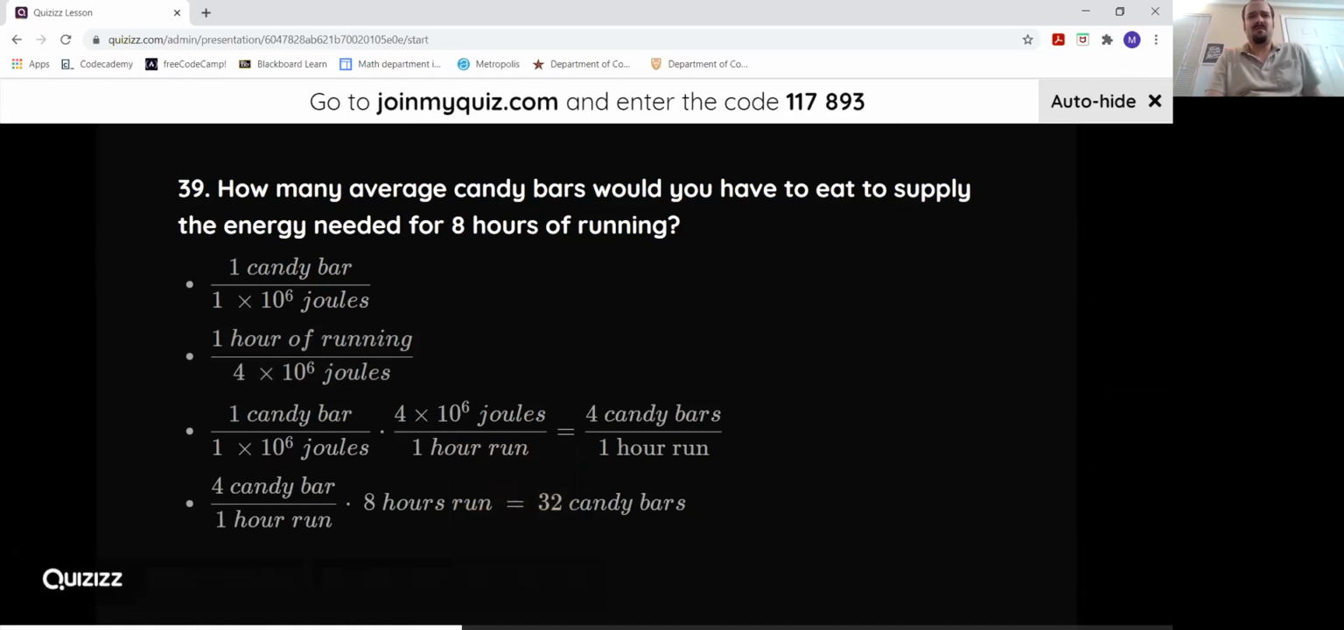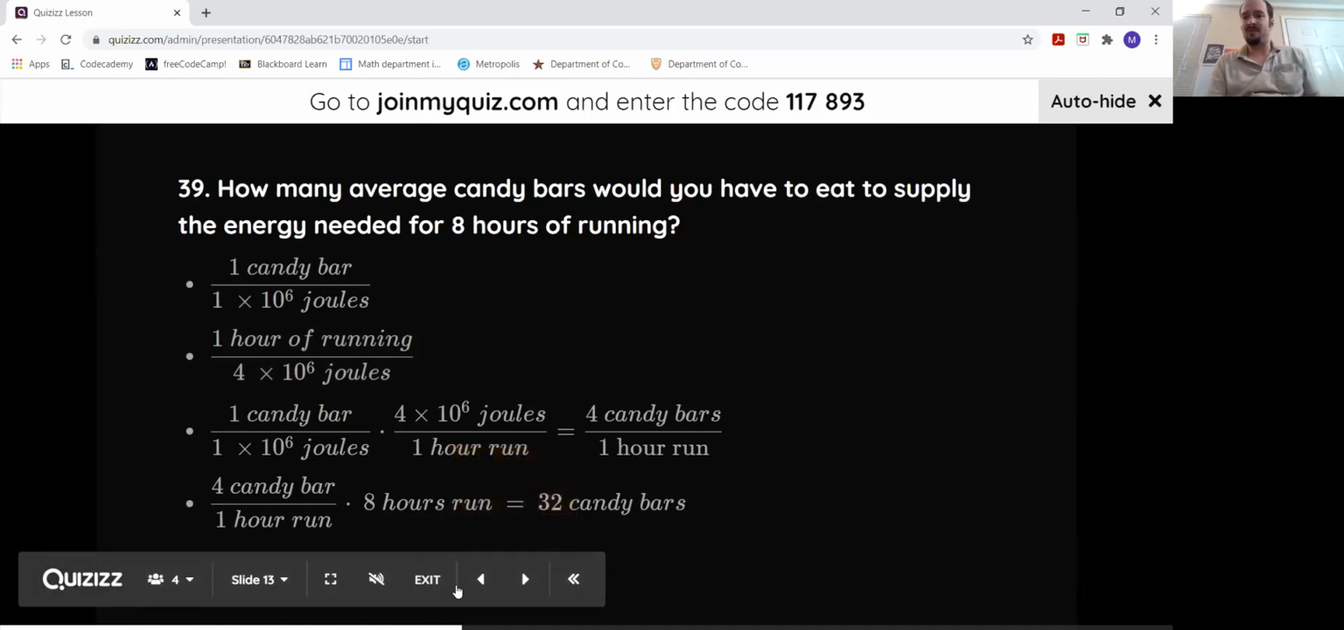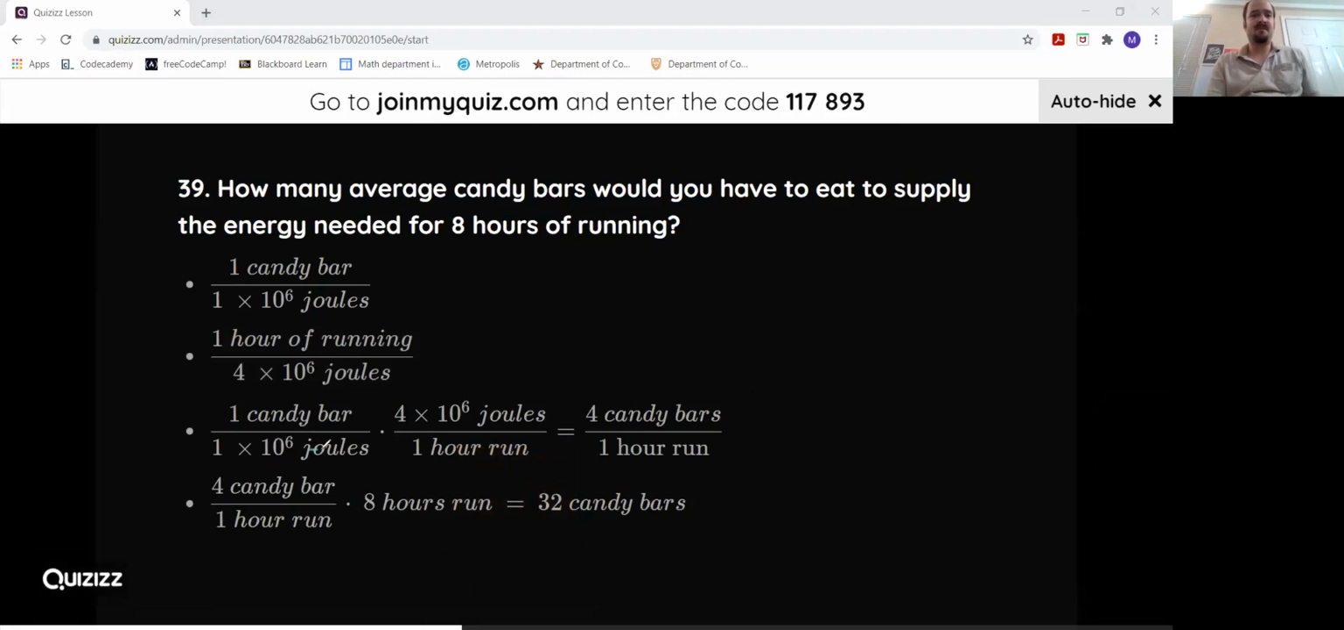Any questions over this one? Are we seeing how these puzzle pieces fit together? Hopefully this guy's joules and this guy's joules are going to end up coming off of there, right? We want to set it up so that those things simplify out. And then we have it in candy bars for every 1 hour.